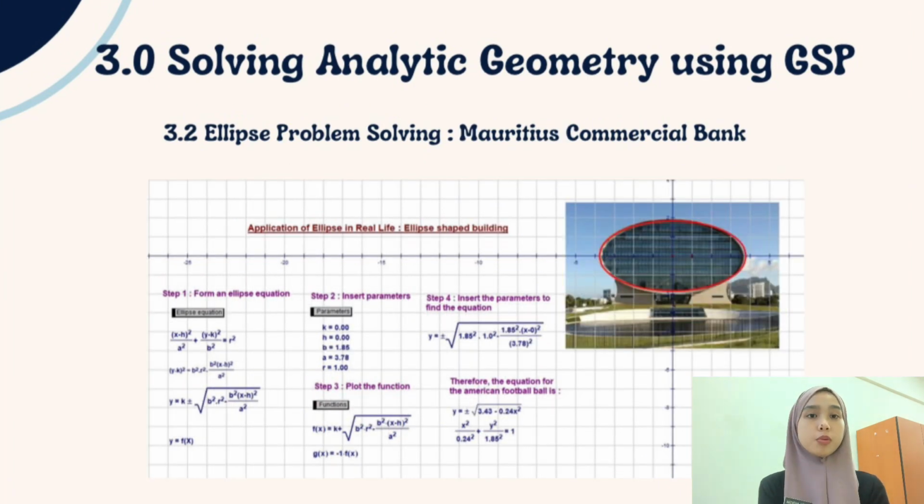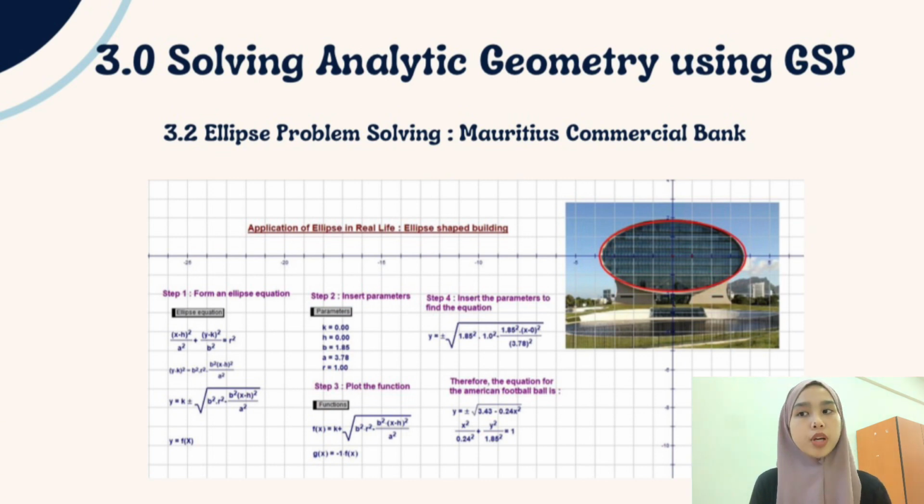The second problem solving is also an ellipse problem, which we apply to the MCB, Mauritius Commercial Bank. It is a building that is shaped like an ellipse. So same as the first problem, the first step is we form an ellipse equation, and then we get y equals f(x). Step 4, we insert the parameters until it looks like the ellipse shape of the Mauritius Commercial Bank building.